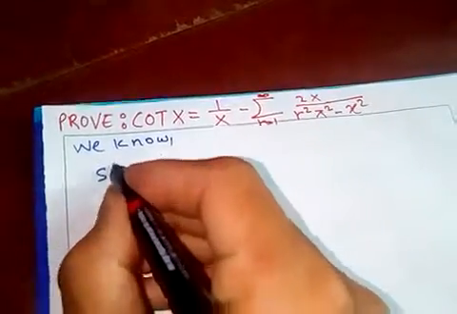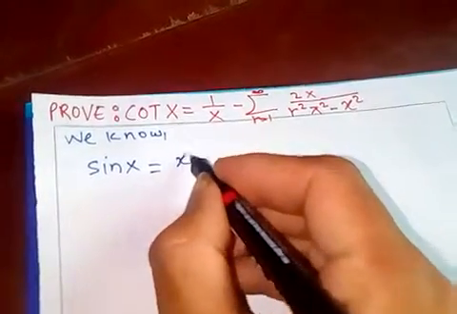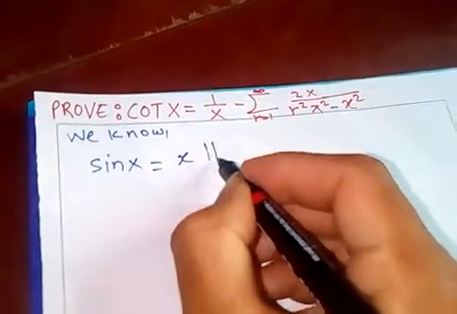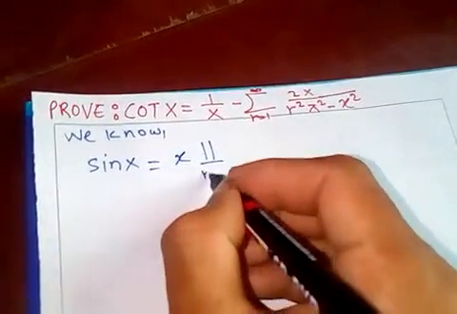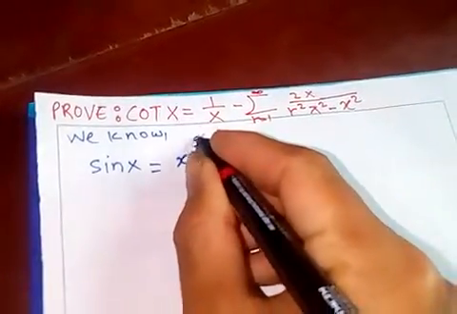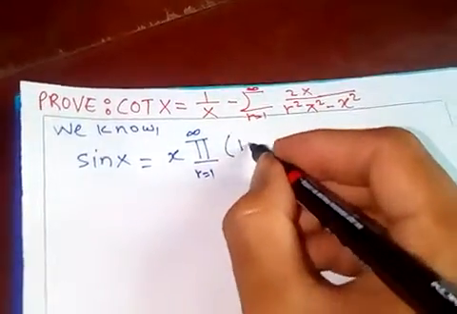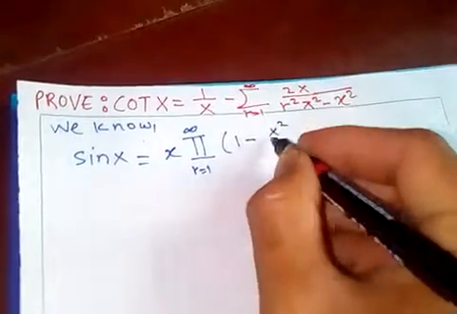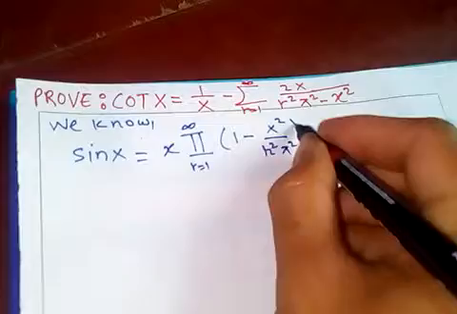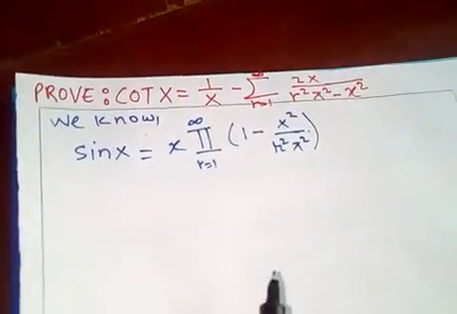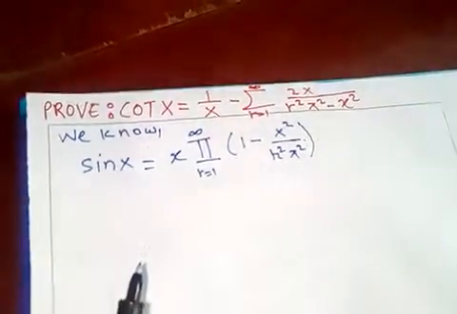We know sine x, in terms of a product, is what? It is x times the product, from r equal to 1 to infinity, of 1 minus x squared by r squared pi squared. We get this from the infinite product of sine.